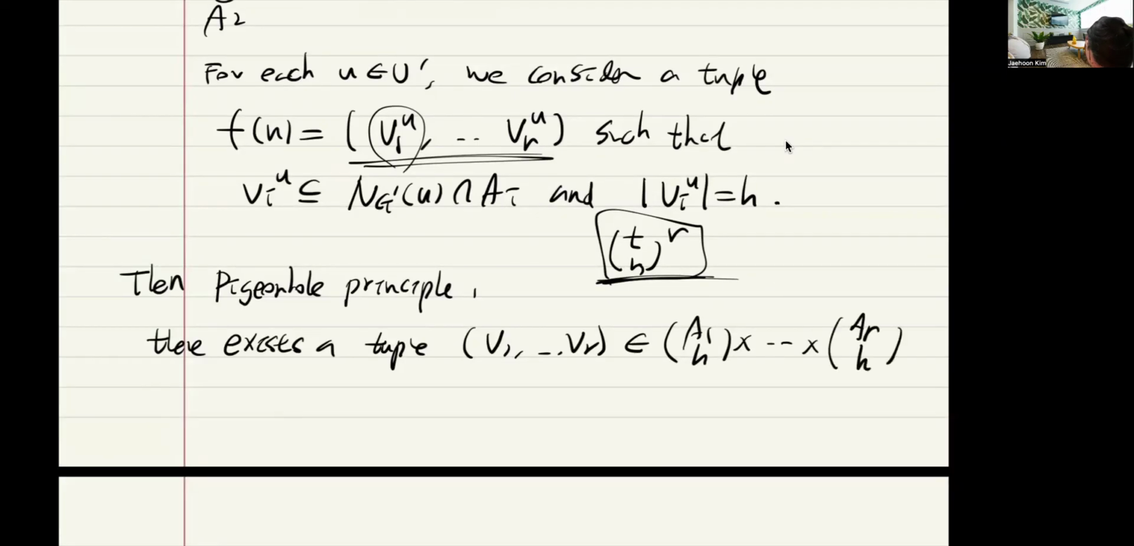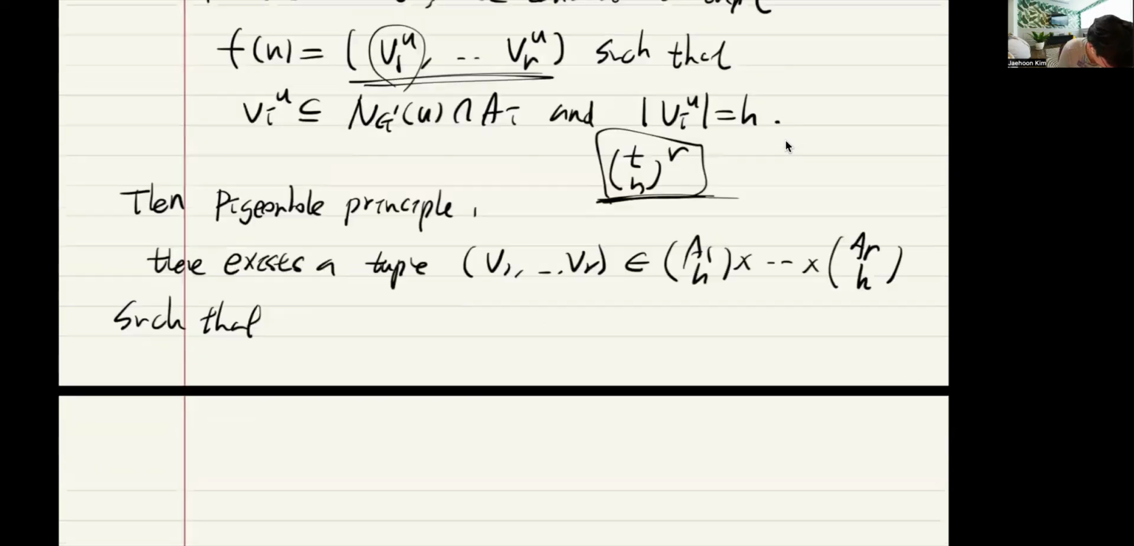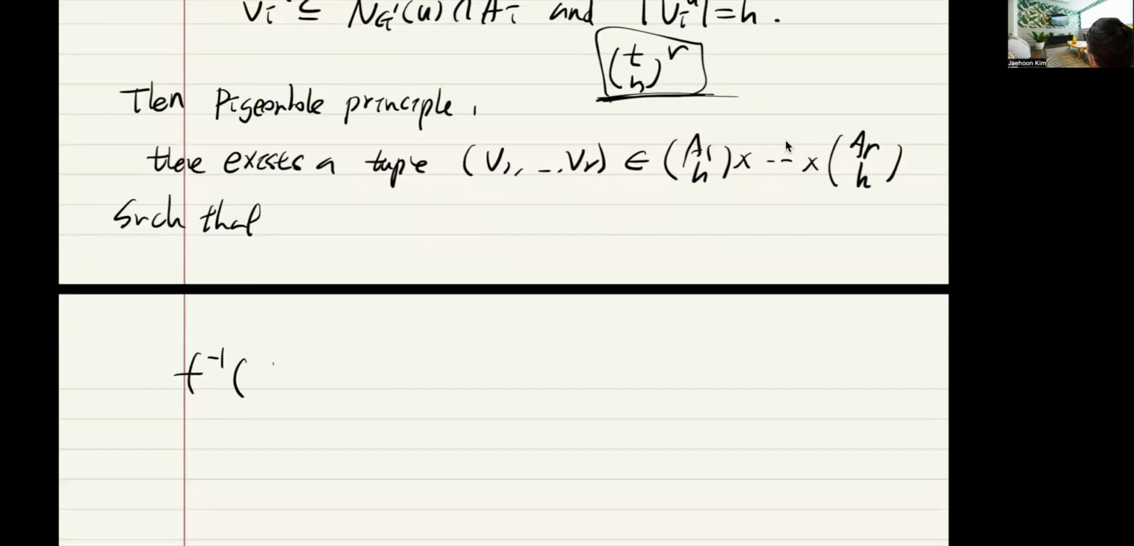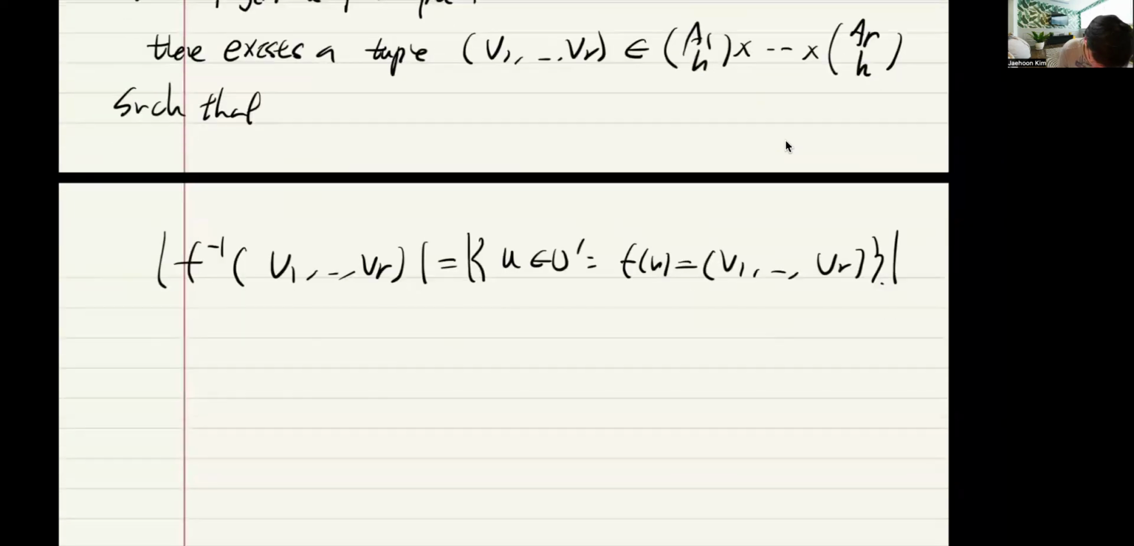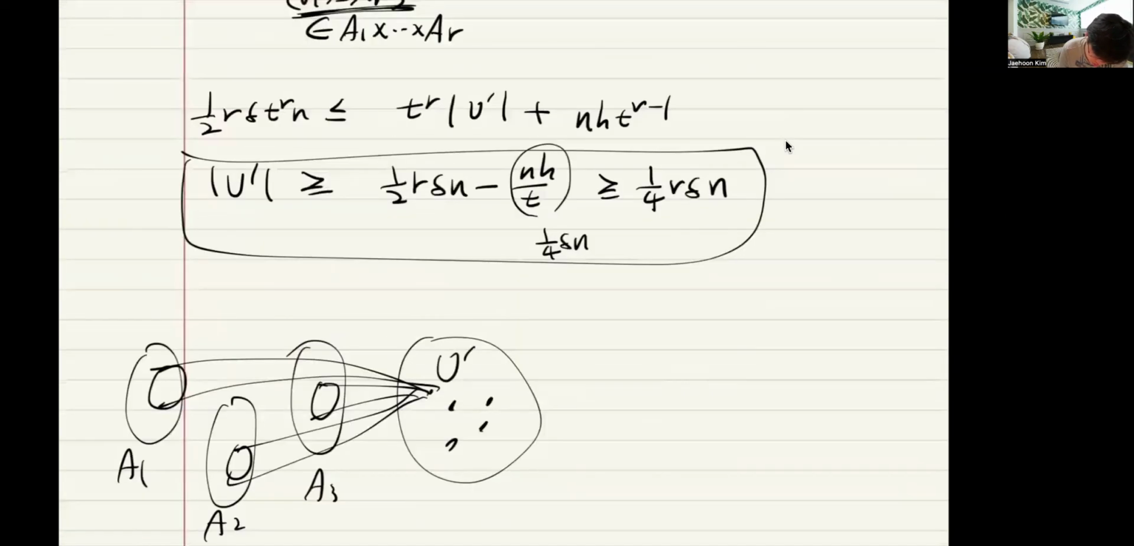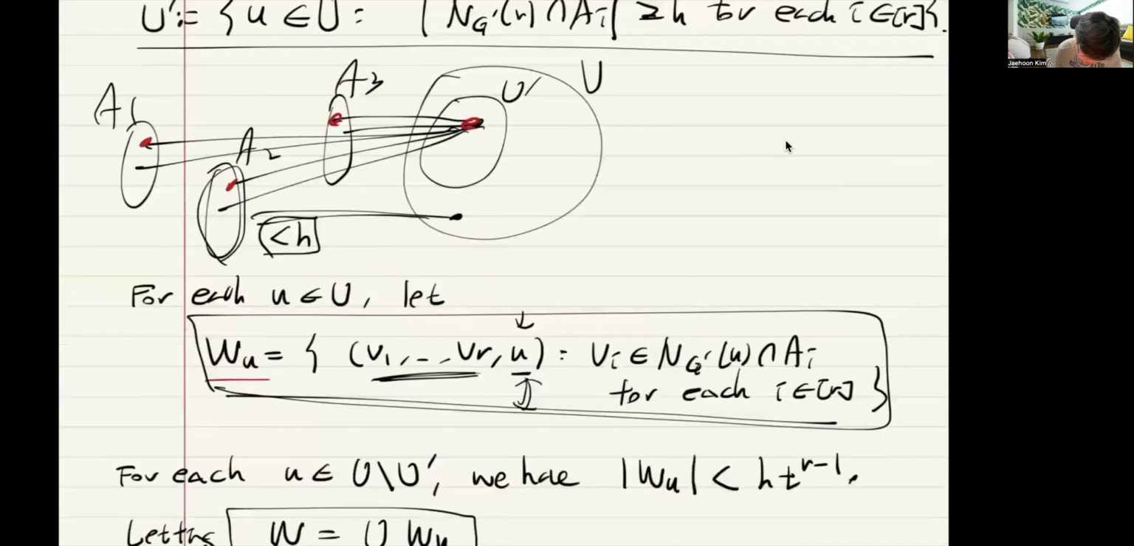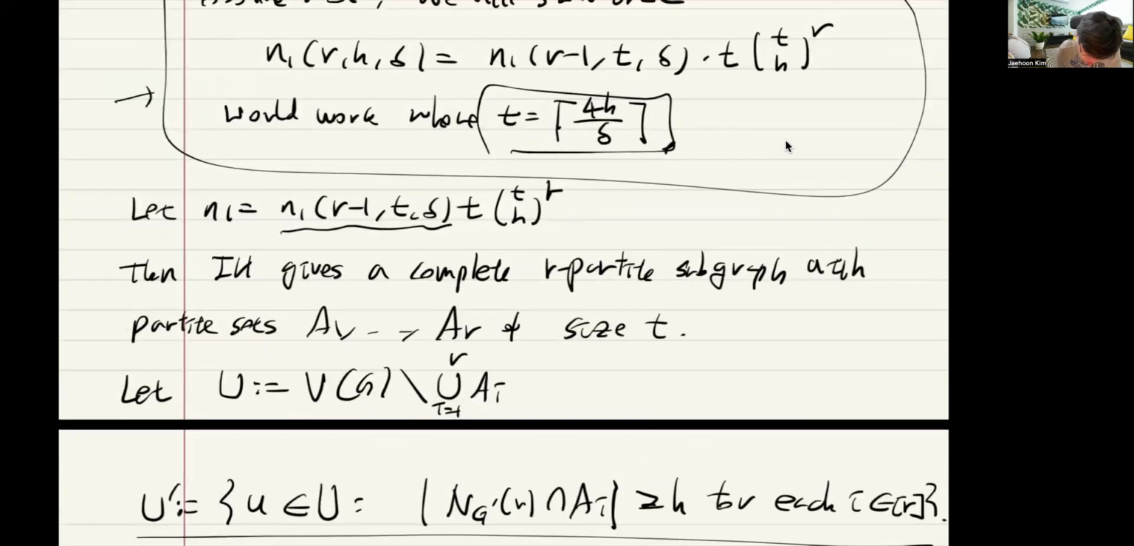AR choose H, such that F inverse of V1 to VR has, this is exactly the U whose F value is exactly chosen to be this, is at least what? U prime divided by T to the H to the R. But U prime is assigned at least 1/4 R delta N, and then N was chosen in this way.